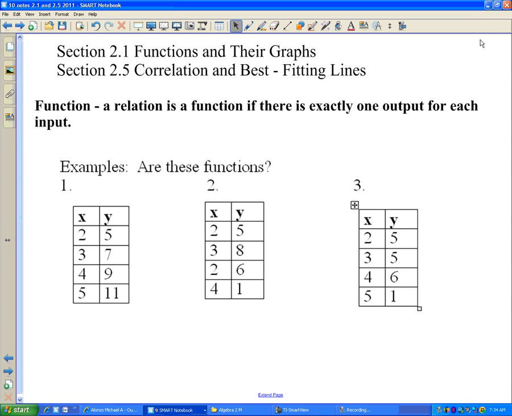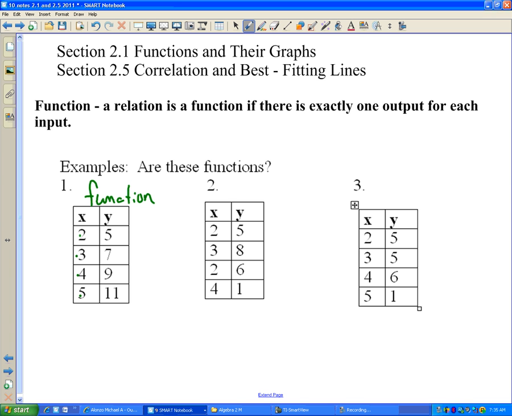A function is a relation if there is exactly one output for each input. So what I'm looking for is, if I'm looking at a table, a repeat in the x's. No repeat, no repeat, no repeat, 2, 3, 4, 5. That is a function. Now, technically speaking, it's still a relation. A relation is an ordered pair of numbers. That's all it is. It just lists x's and y's.